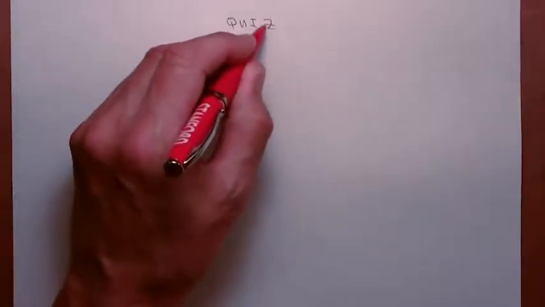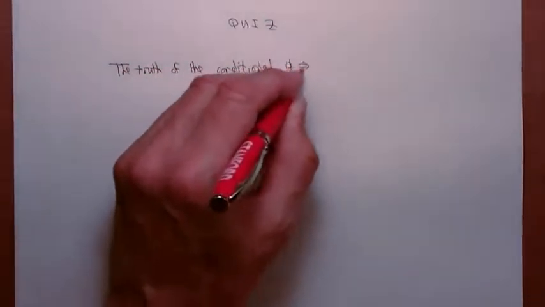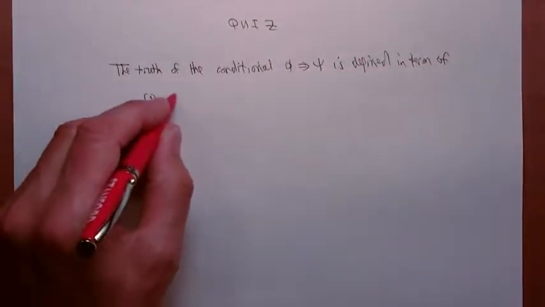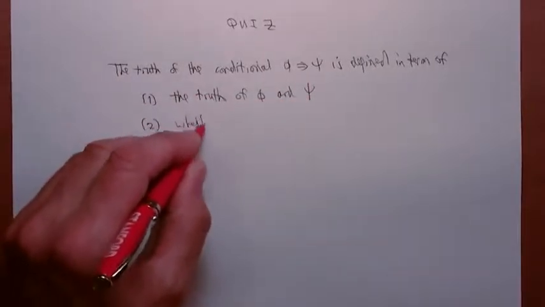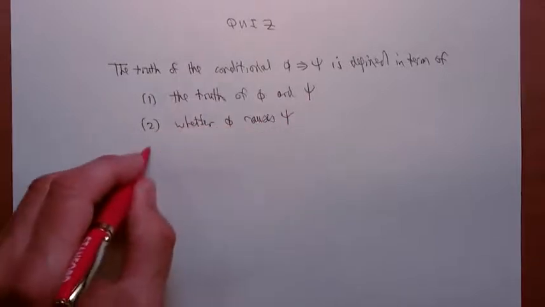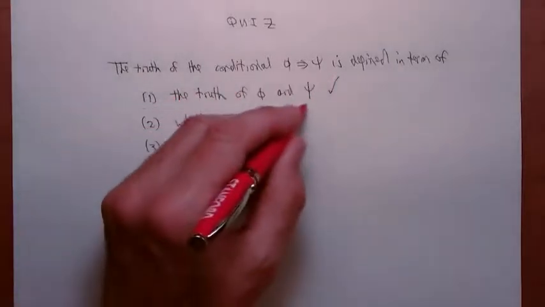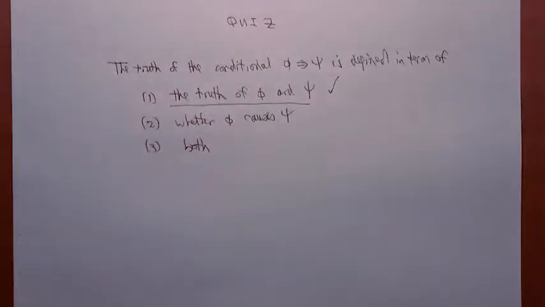Okay, I think we need to catch our breath. Let me do that by giving you a quiz. The truth of the conditional from phi to psi is defined in terms of 1, the truth of phi and psi, or 2, whether phi causes psi, or both. Which is it? It's number 1. We define the truth of a conditional in terms of the truth and falsity of the antecedent and the consequent.